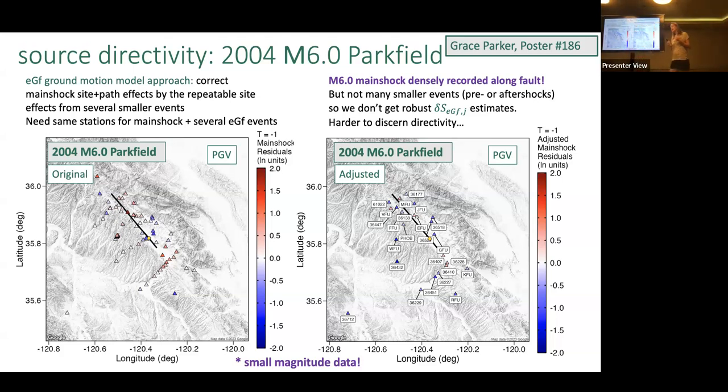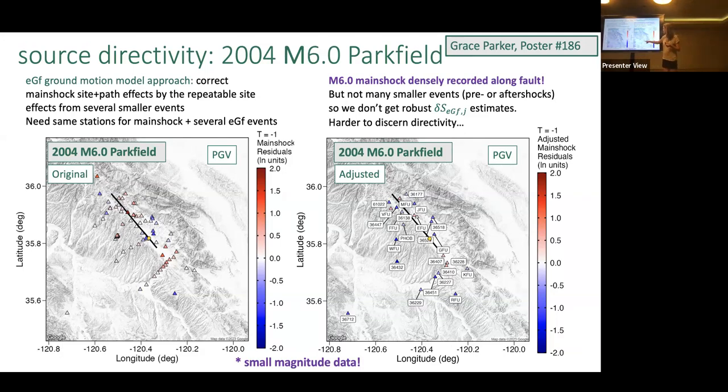But the smaller events aren't as well recorded. So when we remove the site effect in the small events, we can only do it at the stations where the small events were consistently recorded, and it actually just reduces the total number of stations that we have in the data set.